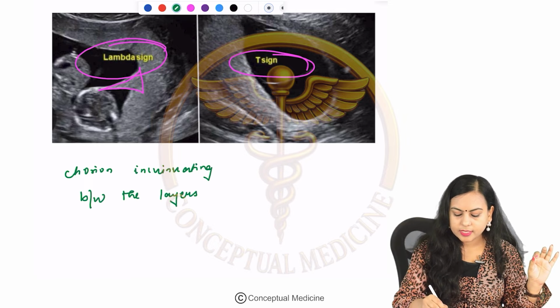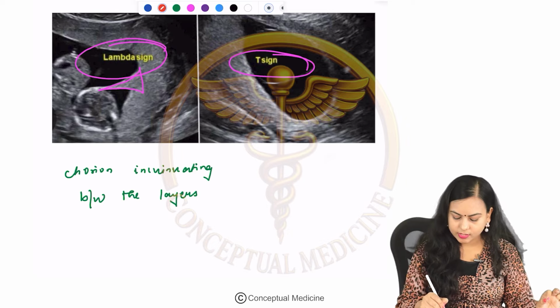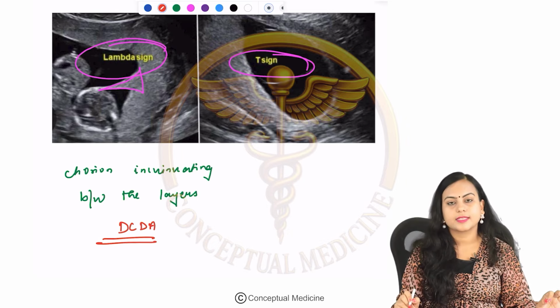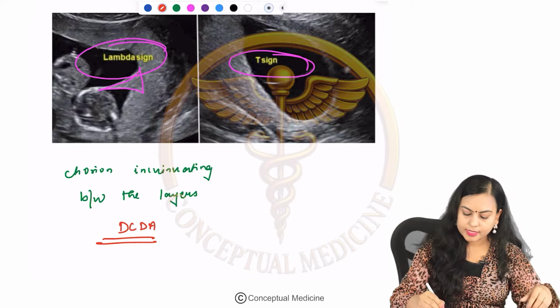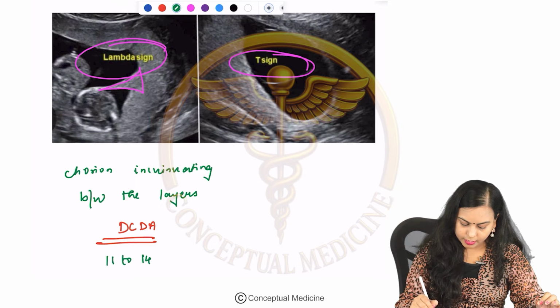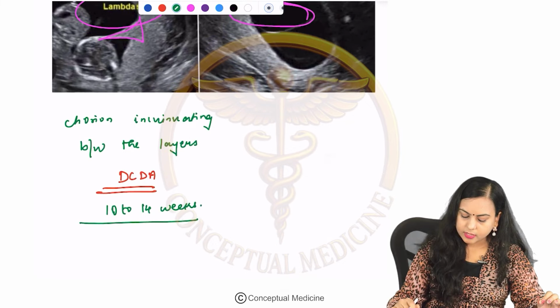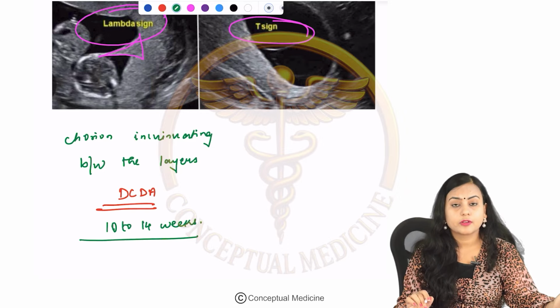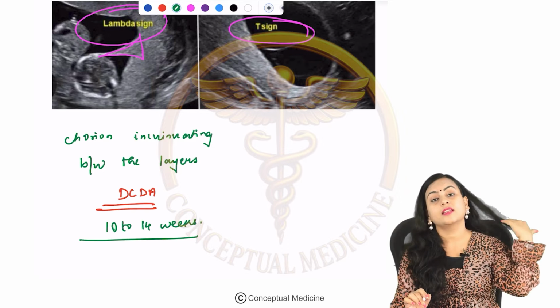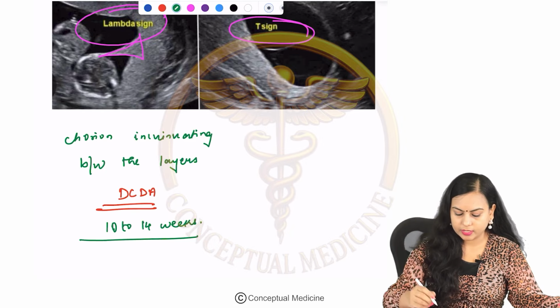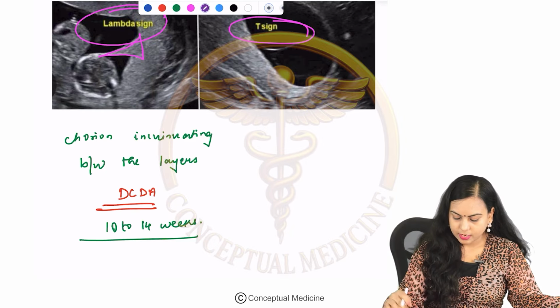And if you see this lambda sign, then it suggests a dichorionic diamniotic twin pregnancy, okay? This is most commonly seen in the first trimester, especially between 10 to 14 weeks, and its presence strongly suggests dichorionic diamniotic twins. However, if you are not seeing this sign, then you cannot exclude dichorionic diamniotic twins. Is that clear? Right.